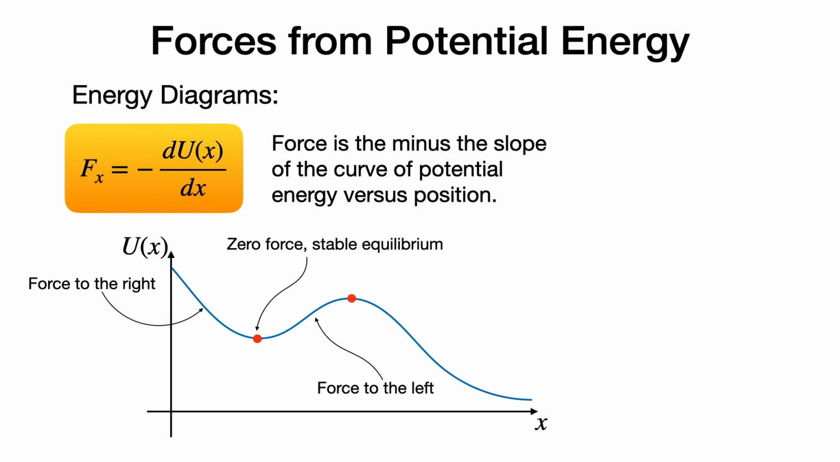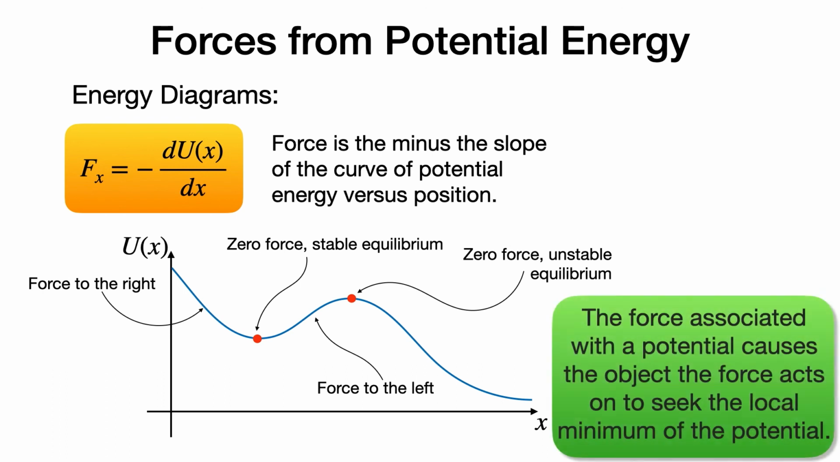On the other hand, at a maximum of the potential energy, the slope is again zero, the force is again zero, and this is what is referred to as a point of unstable equilibrium, because in this case, if we push the particle slightly towards the left, now the force will try and push the object even further away, and the same is true if we push the object slightly towards the right. So what we see from all of this is that the force associated with a potential causes the object the force is acting on to seek the local minimum of the potential.